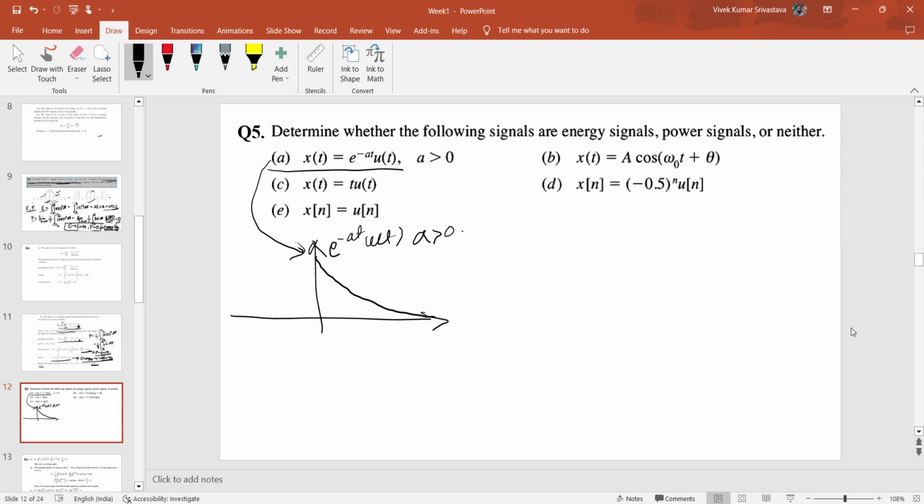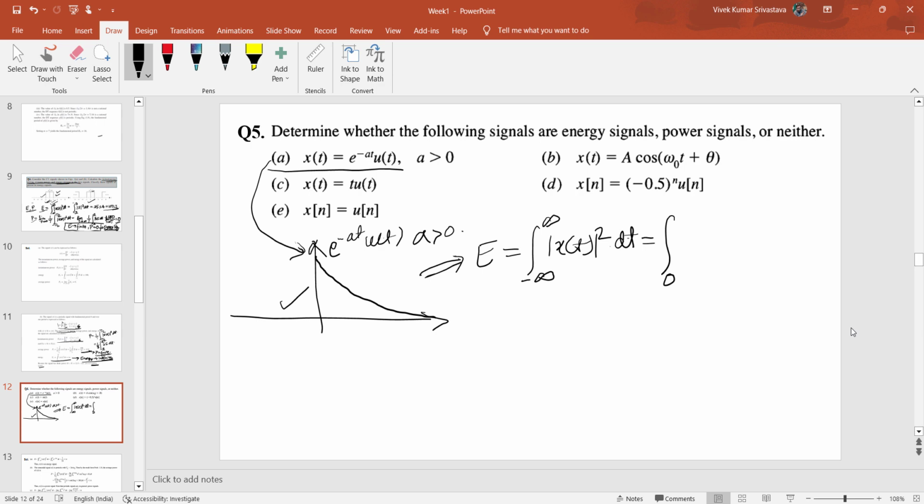So just by looking at this we can say that it is an energy signal, it is not a power signal. Okay, so suppose someone wants to calculate by using this expression, he or she can also use this expression to determine whether it's an energy signal or power signal. Okay, so let us try to solve this expression.